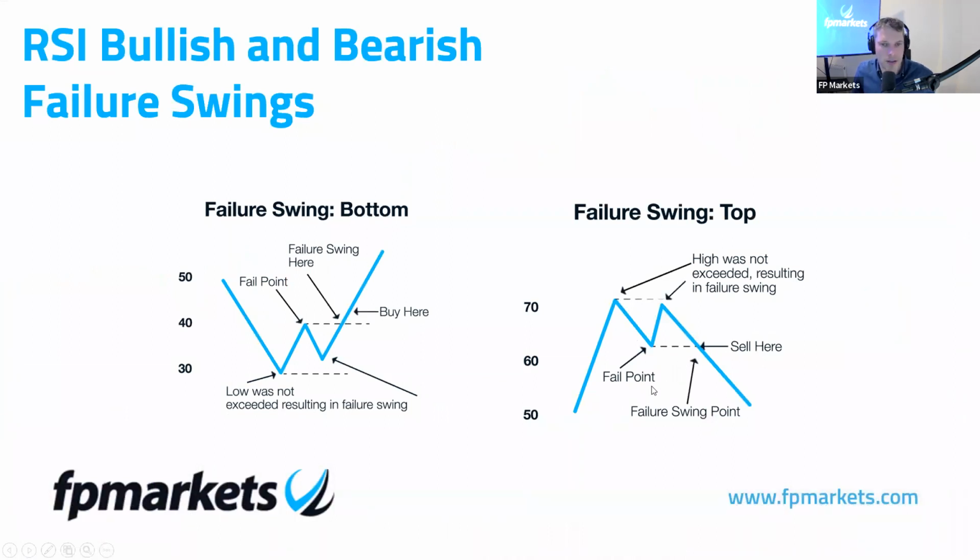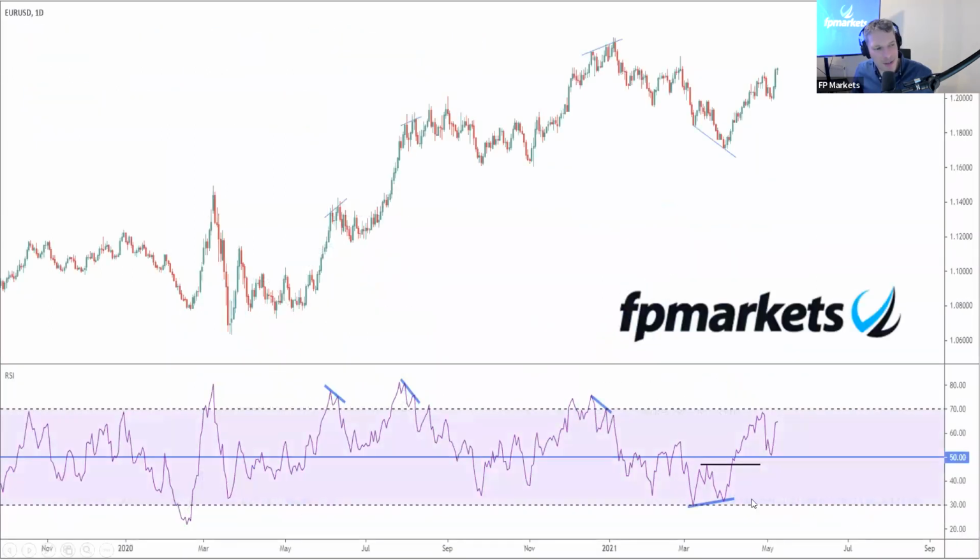It's a nice way to confirm your divergence. But as I said, try to avoid these big ones here. Even though it worked, try to avoid them. Try to look for these smaller ones, these kind of ones. So we get this one here. We touch the 70. We come up, form a little fail point there. We form a higher low. And then we break out higher.